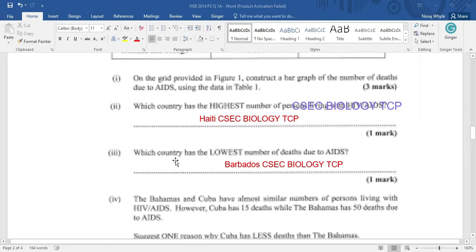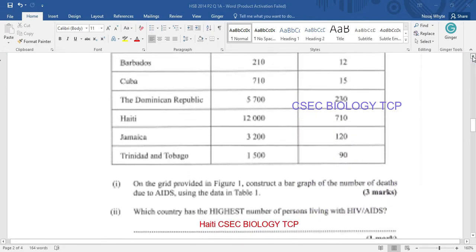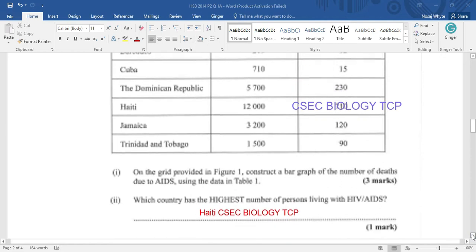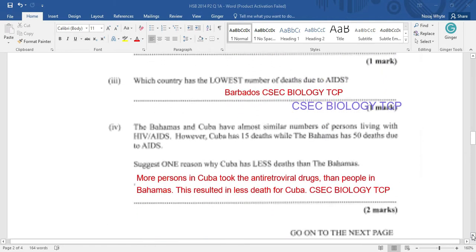Now the other question: which country has the lowest number of deaths due to AIDS? Here we have Barbados, and it was very easy to get that information because it's stated in the table. 12, 15 for the Bahamas, and of course 15 for Cuba, with 12 being the lowest number here, and that's for Barbados. So we could have found that information without any hassle just by looking at the table.